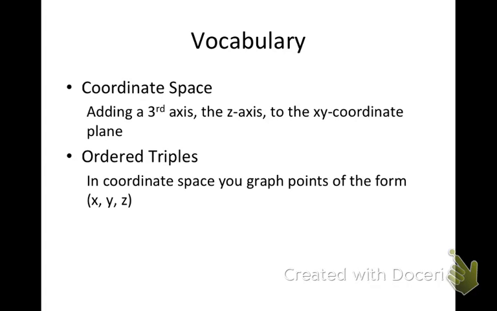Up to today, we've been talking about ordered pairs. Pairs meaning 2, like for the warm-up, we had an answer of 2, 1. Now we're talking about ordered triples, where in coordinate space you graph points of the form x, y, z. Notice, it's still in alphabetical order. So with ordered triples, I now have 3 coordinates, or 3 axes.